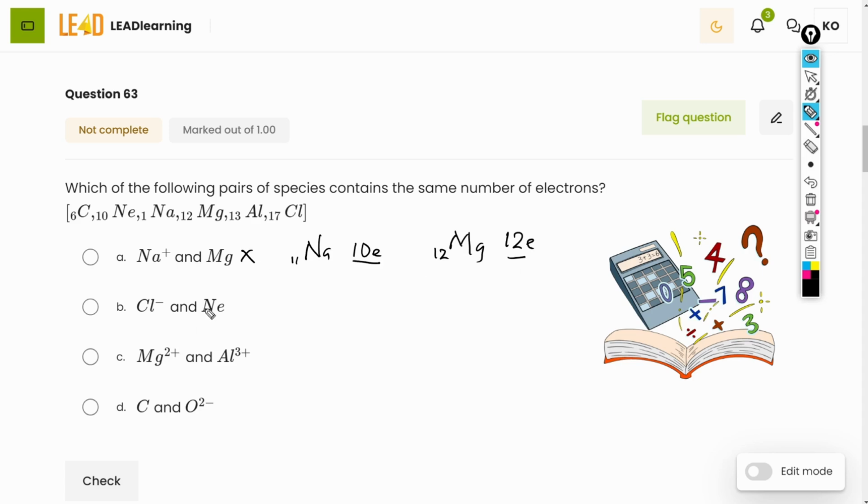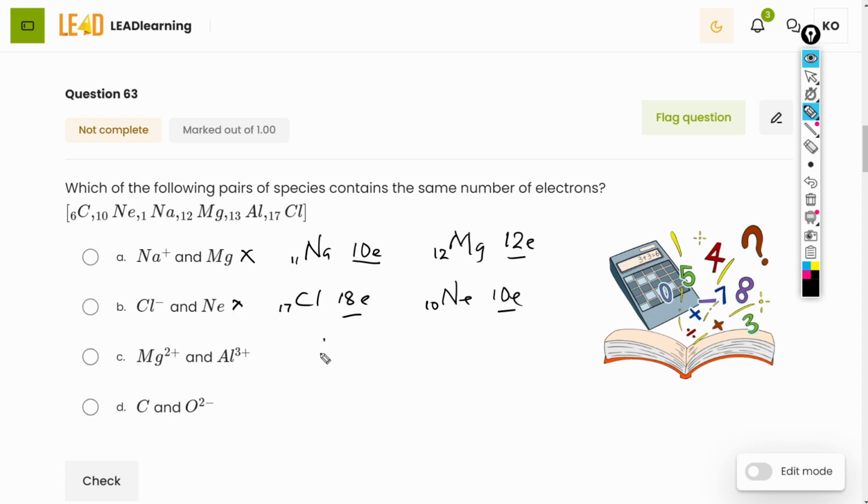The next one, chloride. Chloride has 17 protons, but because it has the negative sign, the -1 tells us that it has gained an extra electron. So that means it has 18 electrons. Then neon has 10 protons, so it also has 10 electrons. So again, the numbers do not tally, so no.